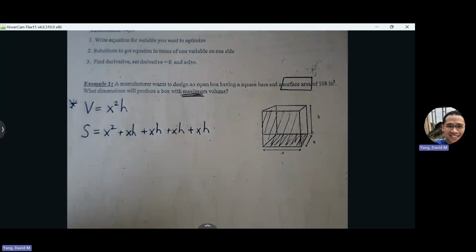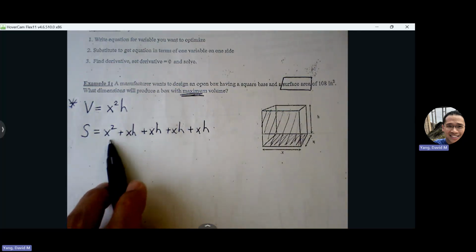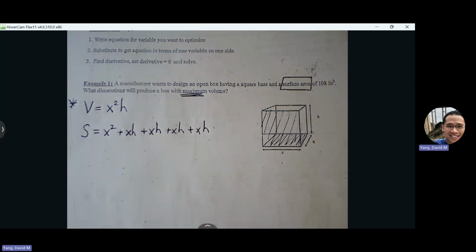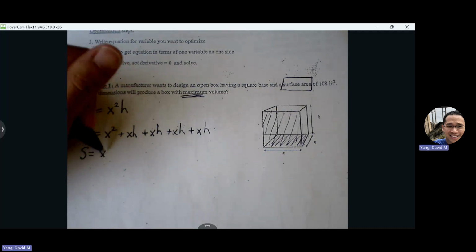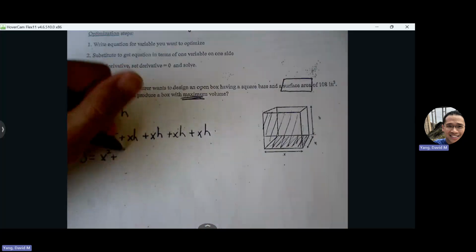So we have 5 sides, 5 surfaces that we're accounting for. We have a square, rectangle, rectangle, rectangle, rectangle. 5 surfaces. We can combine like terms there. So x squared plus what? 4xh. Okay.